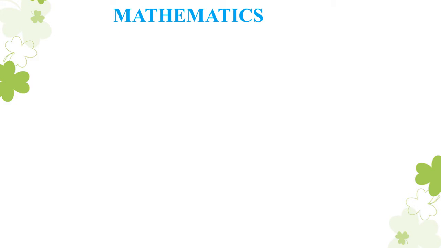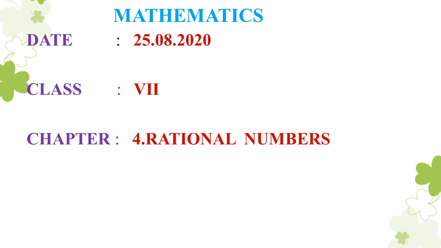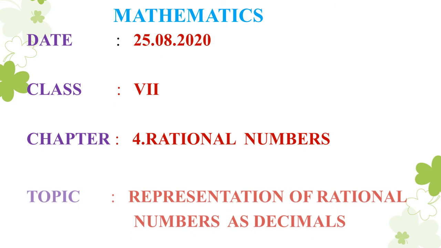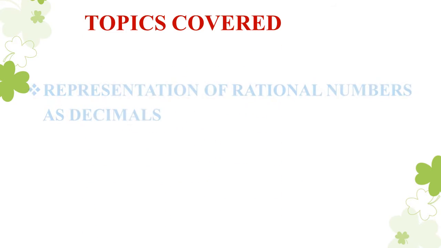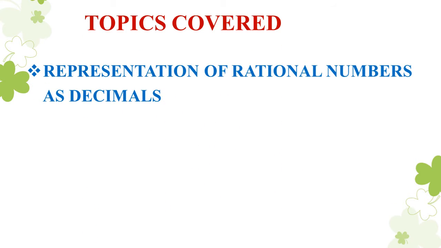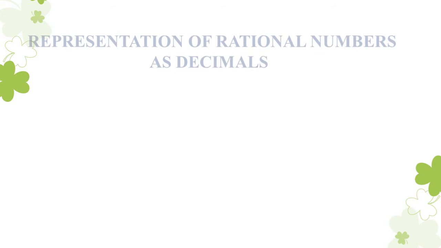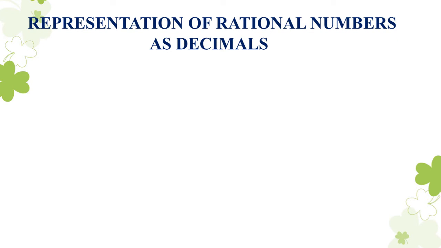In this session, we are going to see 7th Standard Mathematics, Chapter 4, Rational Numbers, Topic: Representation of Rational Numbers as Decimals. We are going to discuss representation of rational numbers as decimals. Let's see representation of rational numbers as decimals.